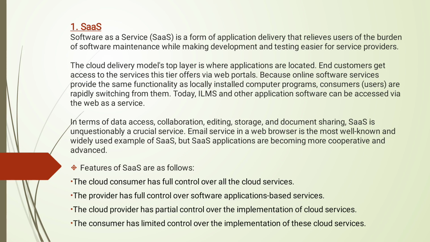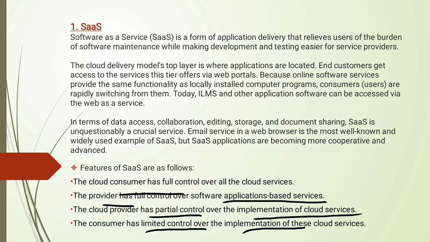These are the features of software as a service. The cloud consumer has full control over the cloud services, and the provider controls the software applications based on services. The cloud provider has partial control over the implementation of the cloud services, and the consumer has limited control over the implementation of these cloud services.